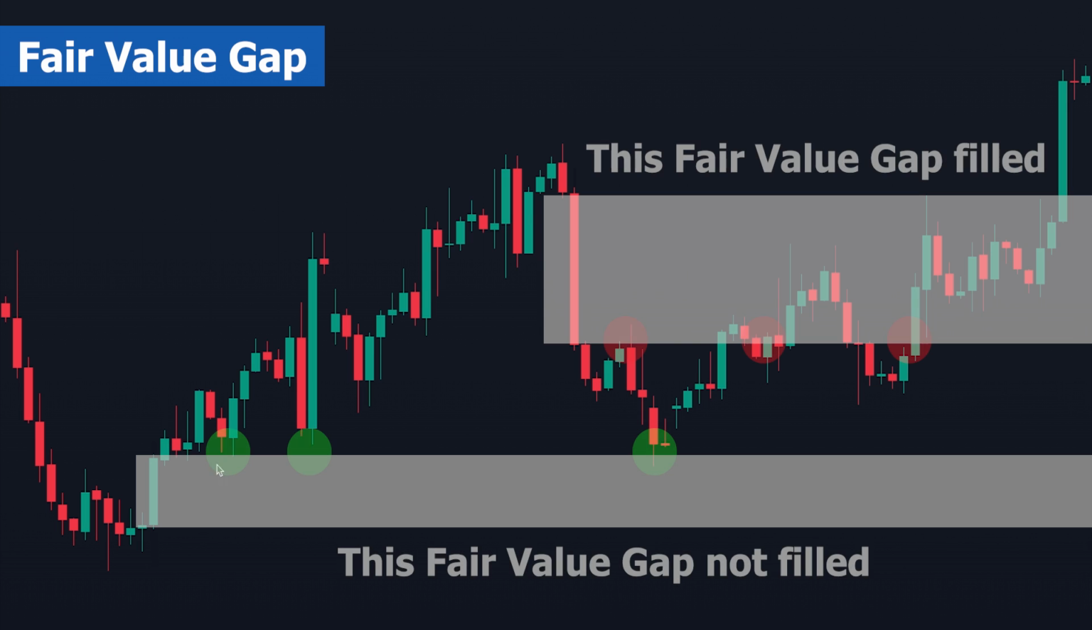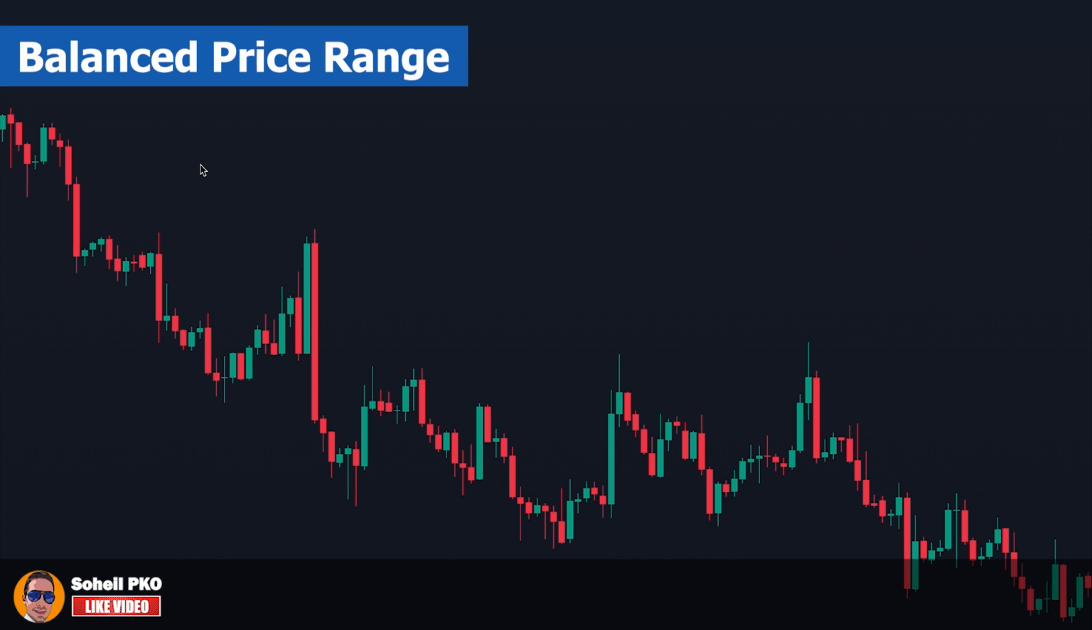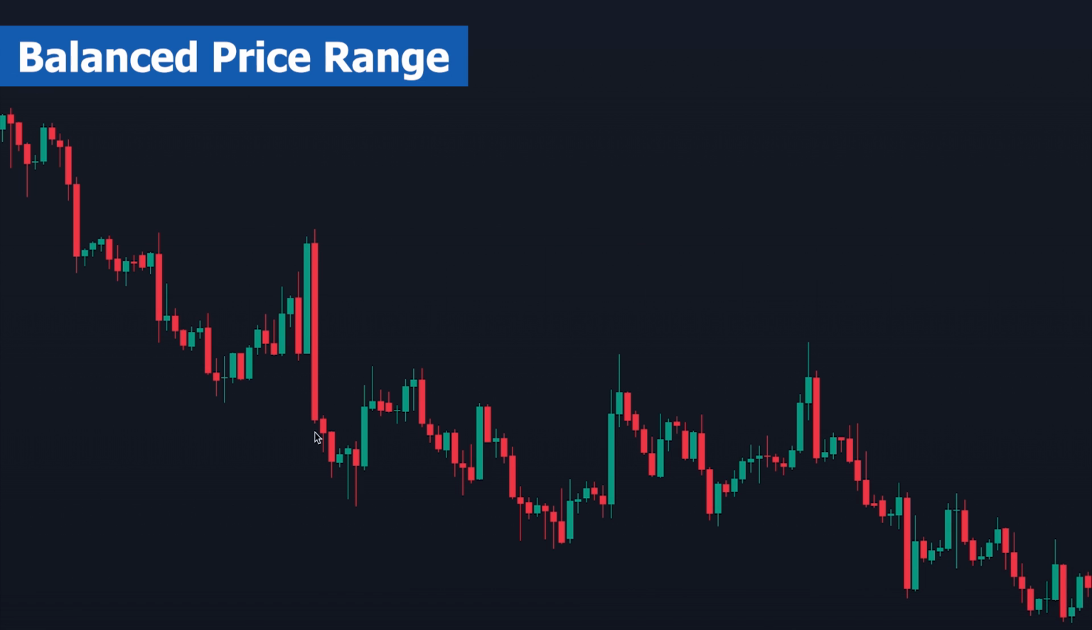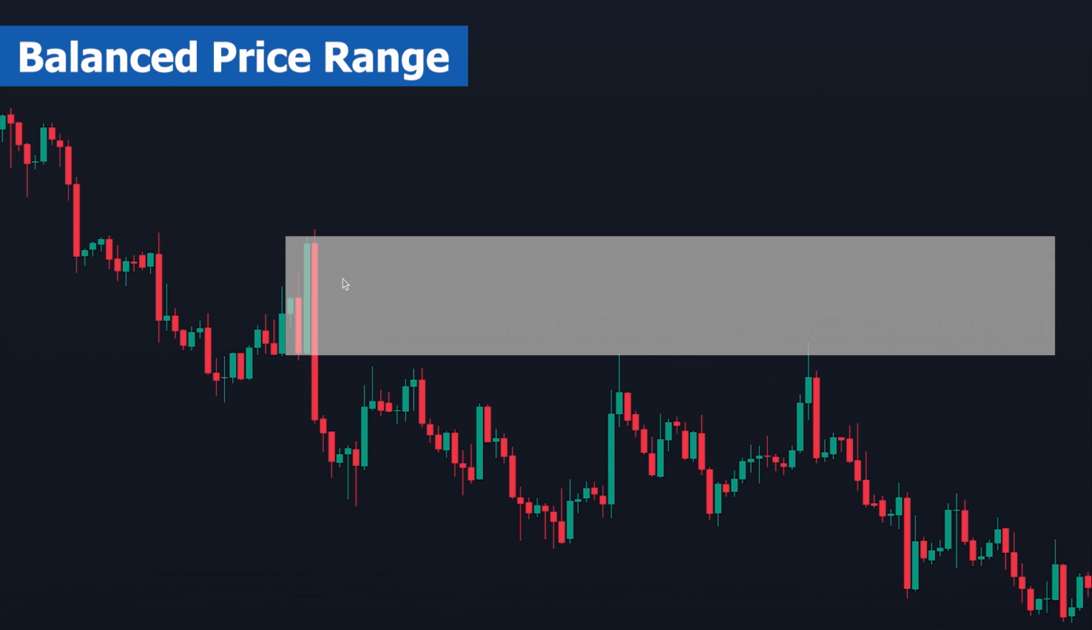Fair value gaps act like a magnet for the future price action, so they can act like supply and demand zones. The next concept is balanced price range, which is formed when we have an aggressive advance of the price in the form of a long green candle with very small shadows or no shadows in the ideal situation, and then instantly we have an aggressive decline of the price which closes below the previous candle. Similar to fair value gaps, this area acts like a magnet for the price, and we have retest and rejection from these areas. Balanced price range also sometimes signals the beginning of a market structure shift.